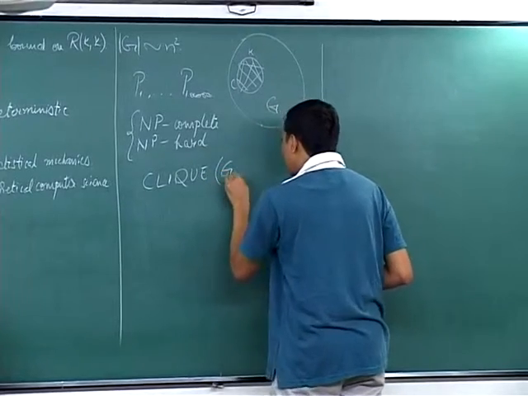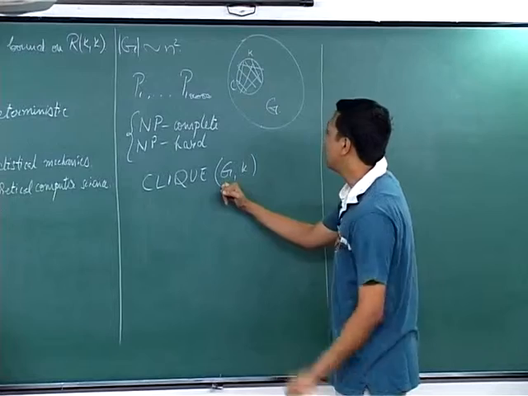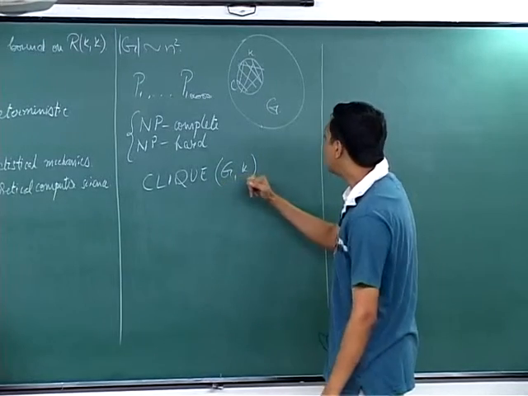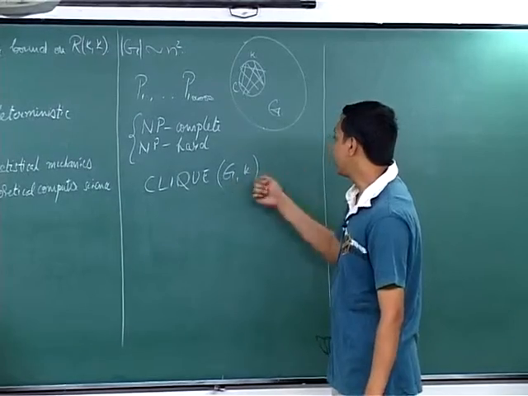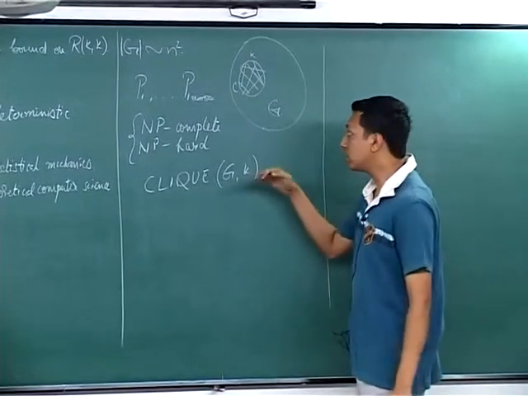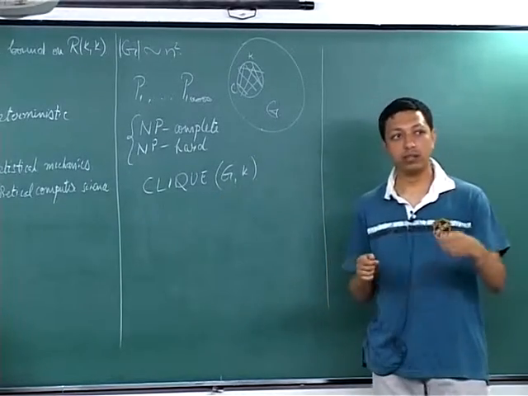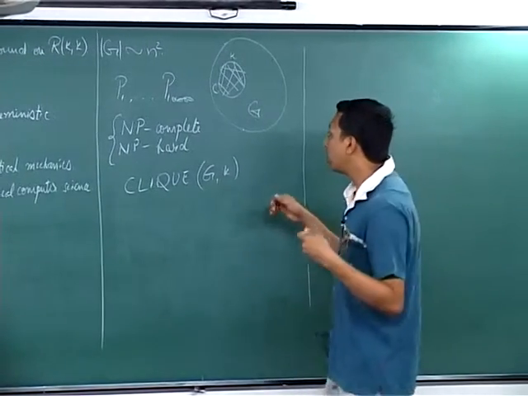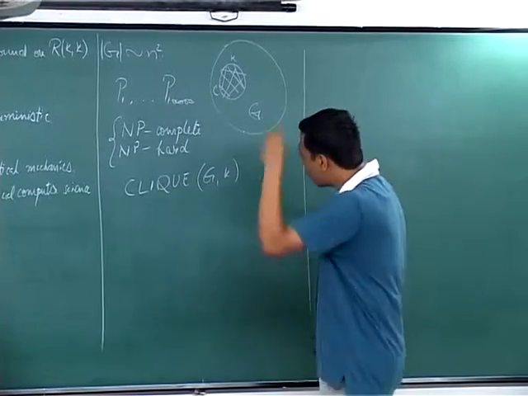So what is your input? Your input is two things. It's G, the graph, and a number k. And the question is, does G have a clique of size k? This kind of problem is known as a decision problem, where you need to decide whether the answer is yes or no.